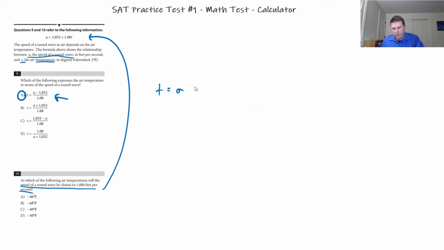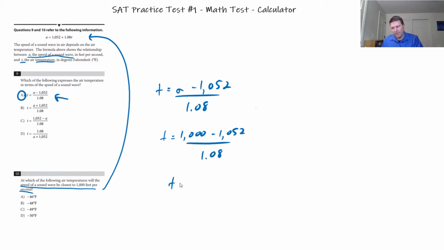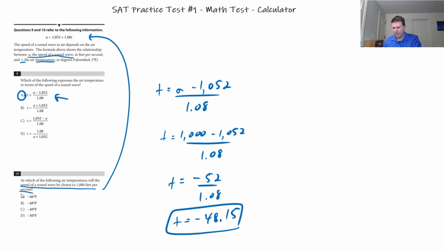But if you use this formula, look how nicely it just goes in if you put 1,000 in for A and then solve for T. End up with that. Okay. And then you just grind it out real quick. So it's going to be negative 52 over 1.08. And then you end up with negative 48.15.